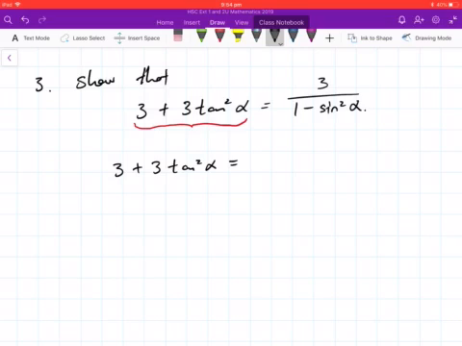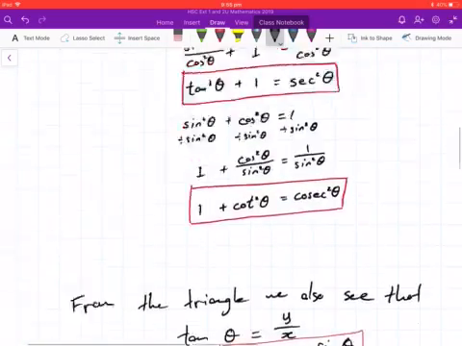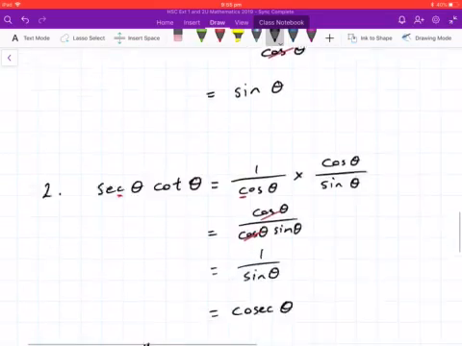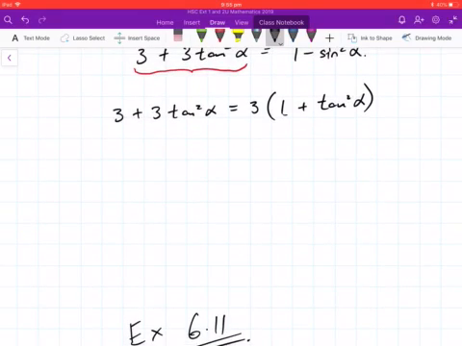Now we've got to look for clues. What's some easy things we can do? Well, there's a common factor of 3, so I'm going to take that out. 3 outside of 1 plus tan squared alpha. Now if you remember, if you've seen the other one, or look up the top, I'll flick back up, you notice this here. Tan squared theta plus 1 is equal to sec squared theta. Okay, I've got 1 plus tan squared. The order doesn't matter, it's just added together. So this becomes 3 sec squared alpha, in this case alpha is the angle.